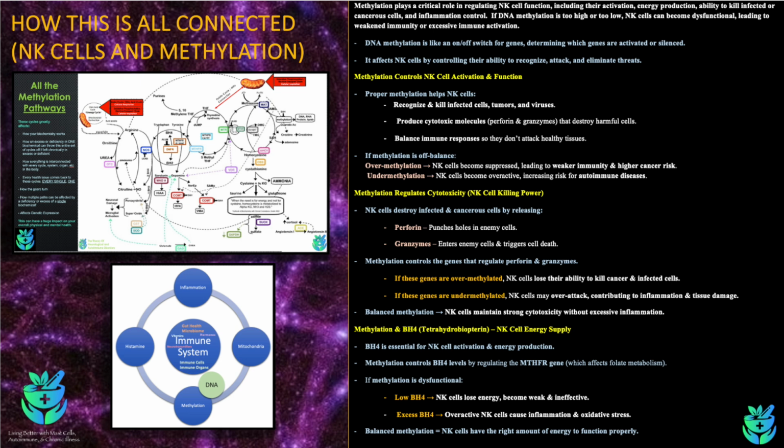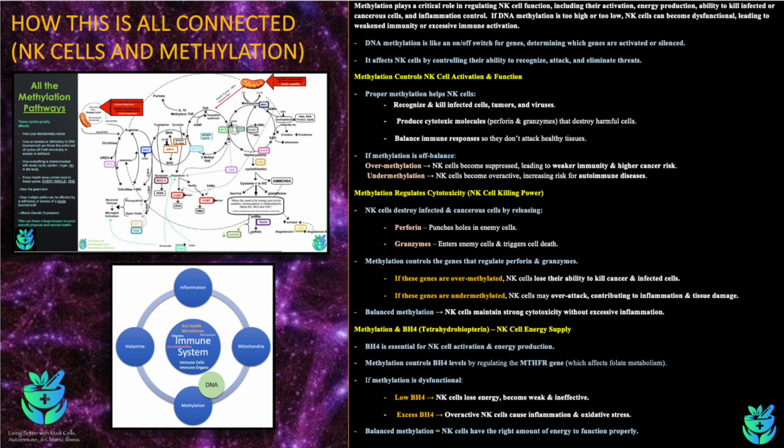All right, so the NOS and the BH4 are part of methylation, and methylation plays a critical role in regulating natural killer cell function, including their activation, energy production, ability to kill infected or cancerous cells, and inflammation control. If DNA methylation is too high or too low, natural killer cells can become dysfunctional, leading to weakened immunity or excessive immune activation. DNA methylation is like an on-off switch for genes, determining which genes are activated or silenced. It affects natural killer cells by controlling their ability to recognize, attack, and eliminate threats.